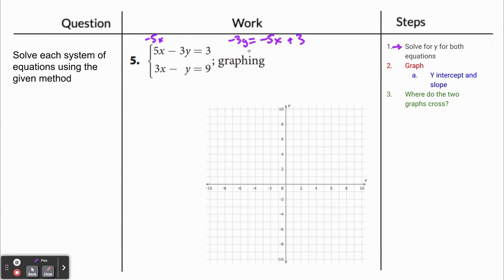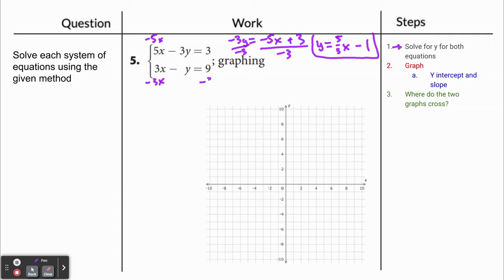So then what I have to do is I need to divide both sides by negative 3. So that gives us y on the left side. Negative 5x over negative 3 is just 5/3 x, and 3 over negative 3 is just negative 1. So there's my first equation that I'm going to graph in a second here.